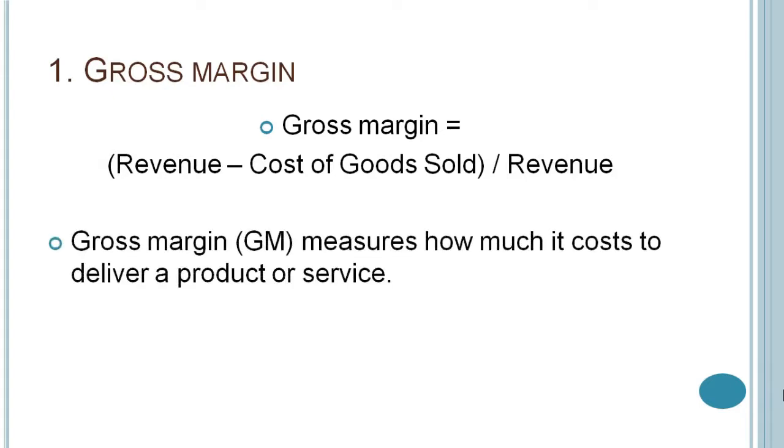Why is gross margin important? Well, because it tells investors how much it costs a business to deliver a product or service to a customer. For instance, a gross margin of 60% means that the business will earn 60 cents of gross profit for every dollar of sales. Businesses with higher gross margins have some kind of competitive advantage that allows them to earn more profits relative to peers.